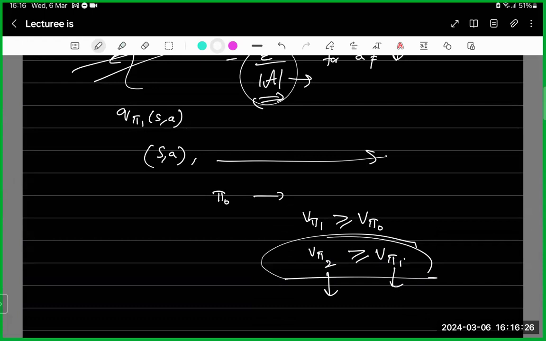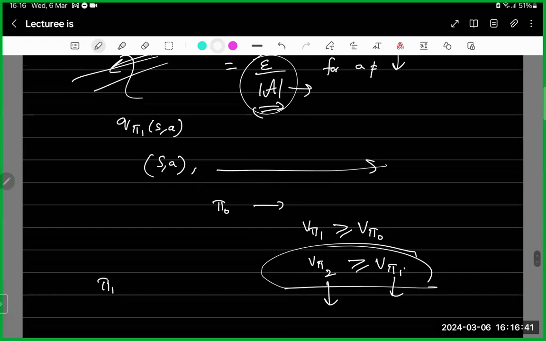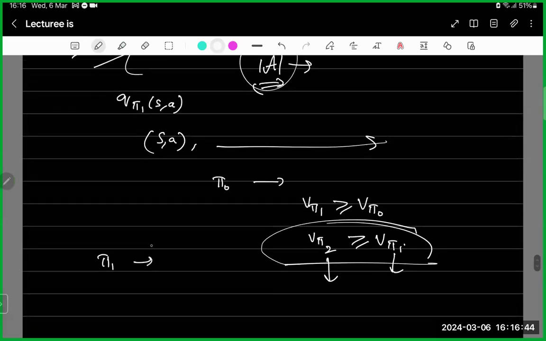If pi 1 is also epsilon greedy, then with the same epsilon, pi 2 will also be an epsilon greedy policy. Again you estimate q pi 1, then you find pi 2. As long as you maintain the same epsilon, if you improve using the epsilon greedy policy, then we can guarantee that v pi 2 is greater than or equal to v pi 1.